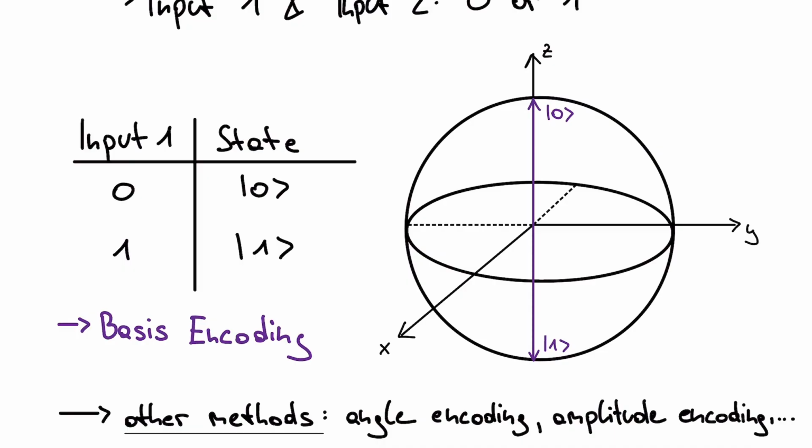And depending on the application, one encoding might be more advantageous than another. For example, more resource efficient. But in our case, we only need basis encoding. We just want to encode 0 and 1, not real numbers. So our job is very simple. And that's exactly what we'll implement in the code. That's the purpose of the feature map or data encoding.